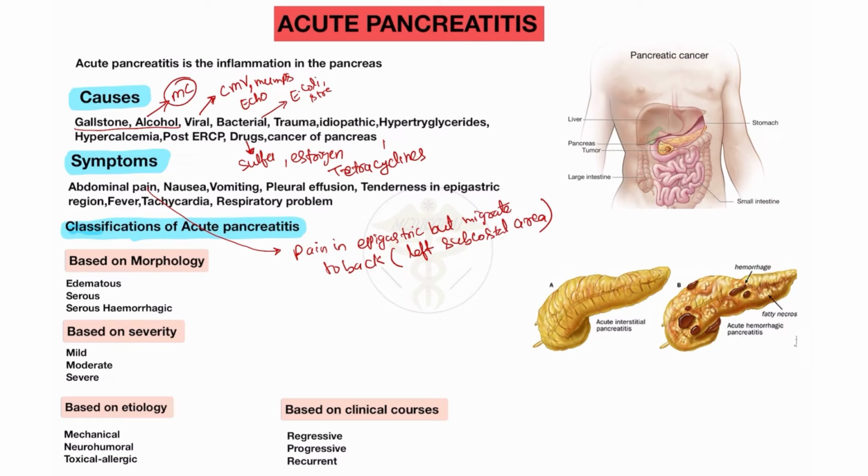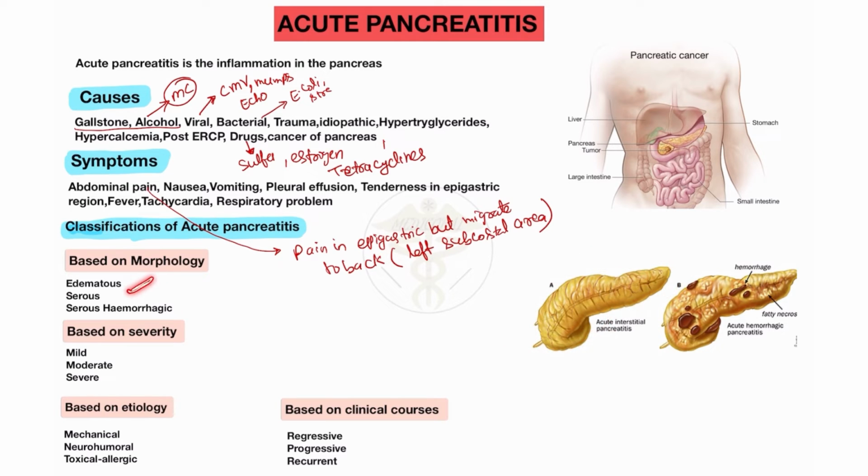What is the classification? Many scientists gave different classifications of acute pancreatitis, but you need to know some classifications about acute pancreatitis, how it is caused, and which type of acute pancreatitis you will see in the patient. Based on the morphology: edematous, serous, and serous hemorrhagic. Edematous means an inflammation type of pancreatitis.